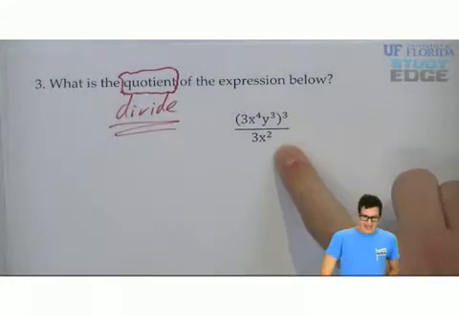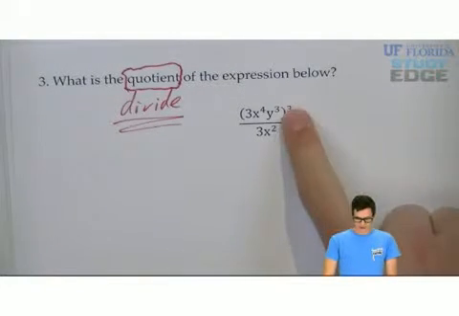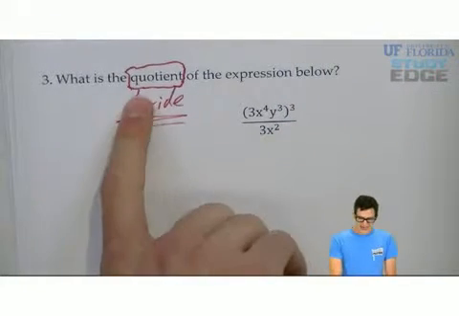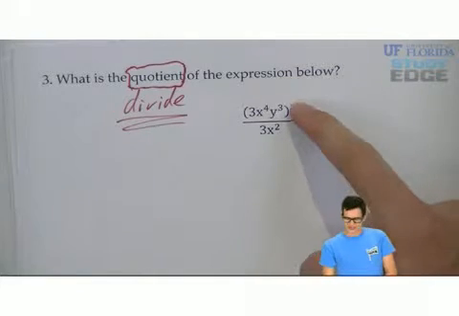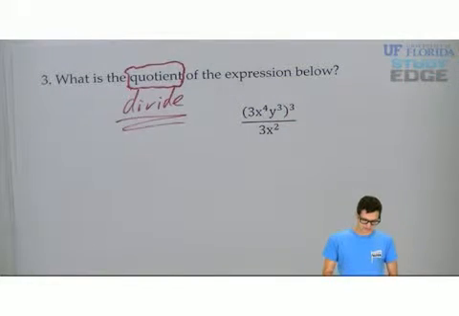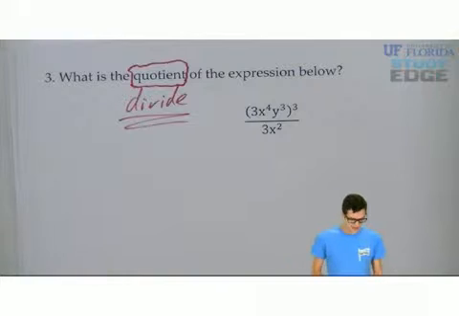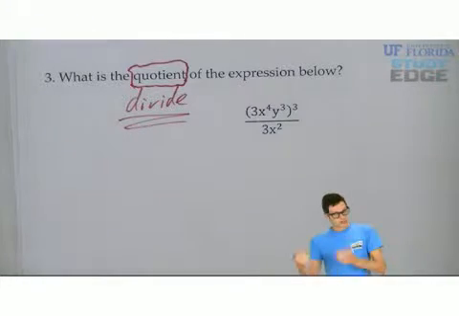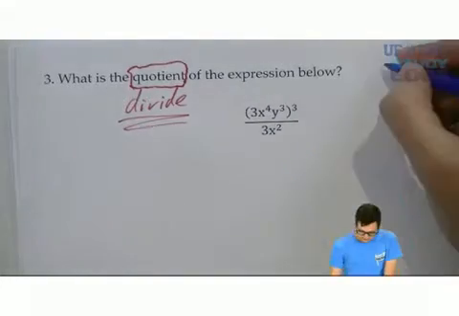When we have a fraction like we do here, that's essentially what we're doing, we're dividing. So if they ask us to find the quotient, what they really want us to do is simplify this fraction. We've got a lot going on here. Remember order of operations, we have to go by PEMDAS.